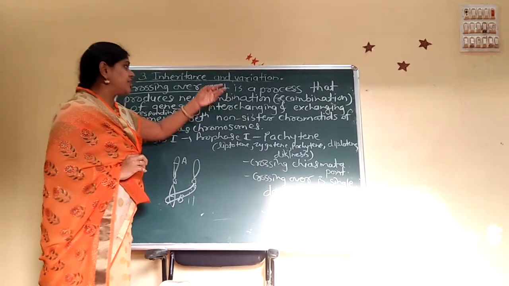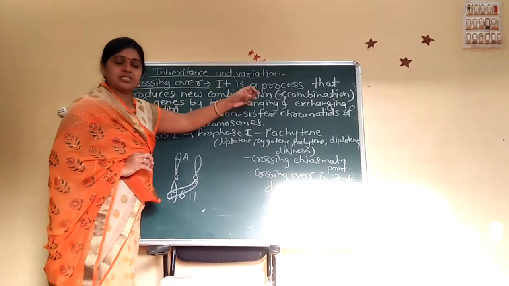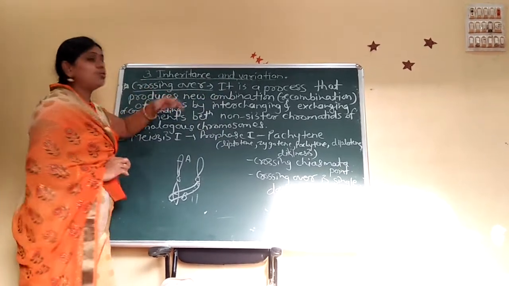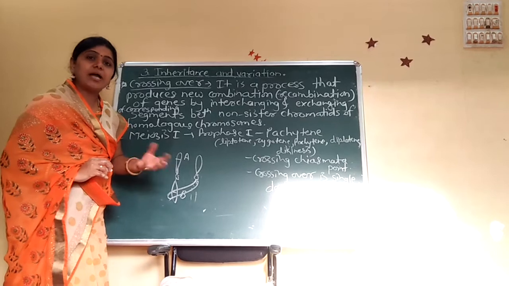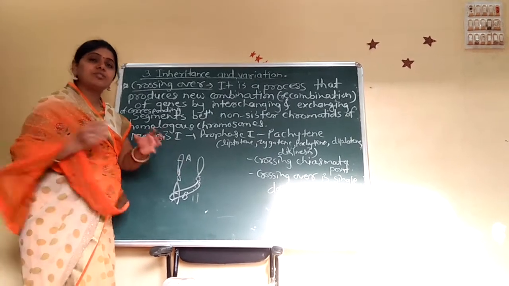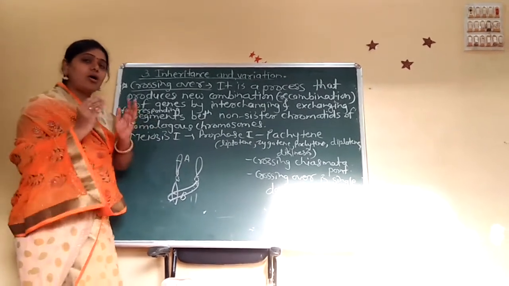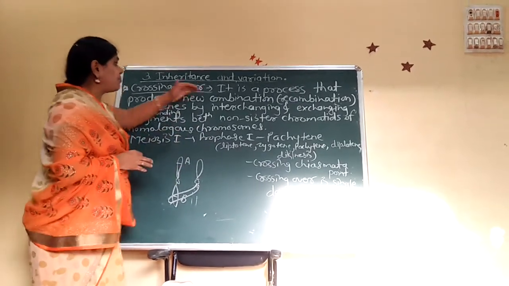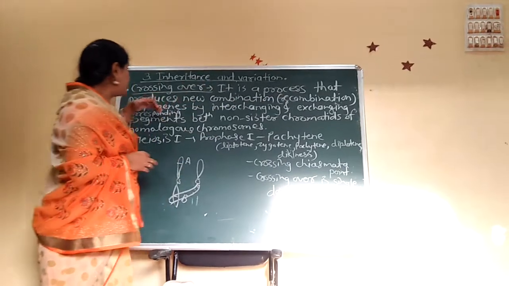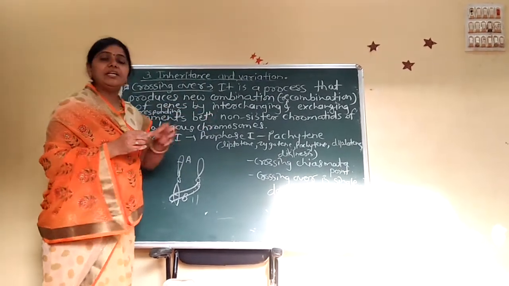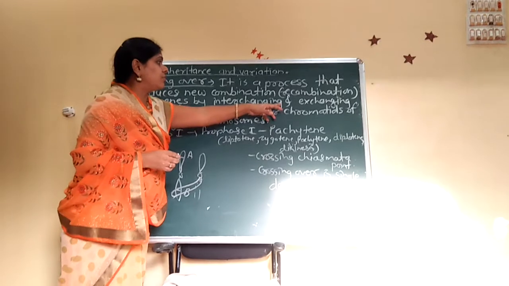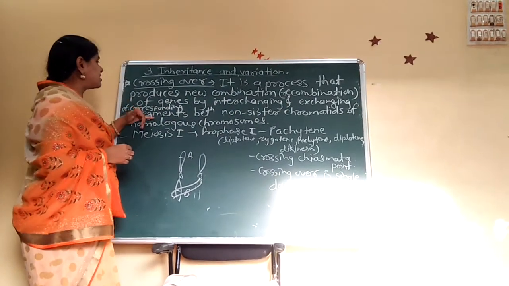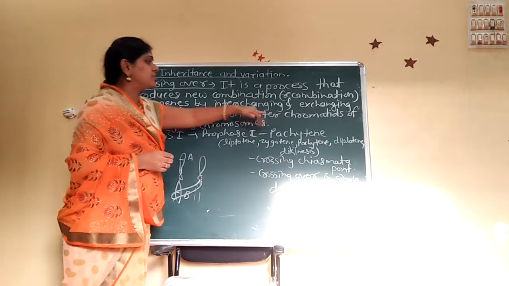Here is one of the definitions: it is a process. It is a process that produces a new combination of genes. Why a new combination of genes? Because genes are crossed over. That is the new combination or recombination of genes by interchanging and exchanging of corresponding segments between non-sister chromatids of homologous chromosomes.